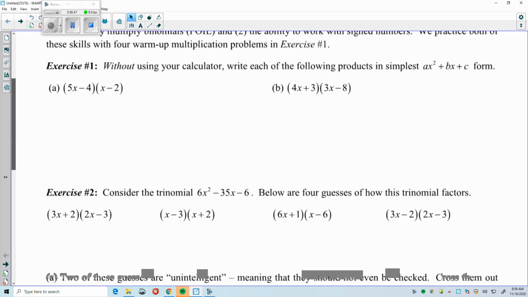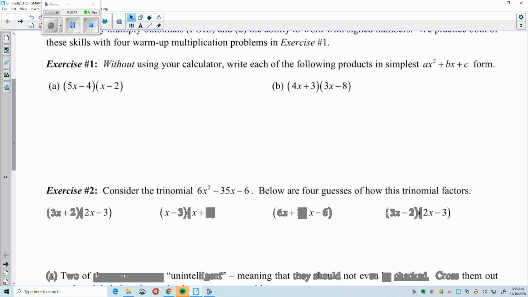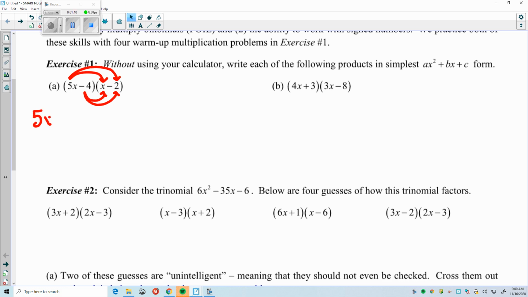This is actually going opposite of factoring. So starting with this one, we need to remember that FOIL method or that double distribution. FOIL meaning first terms, and then you multiply the two outside terms, then you multiply the two inners, and the two lasts. Okay, so 5x times x, we get 5x squared. Two outside terms, 5x times negative 2 is a negative 10x.